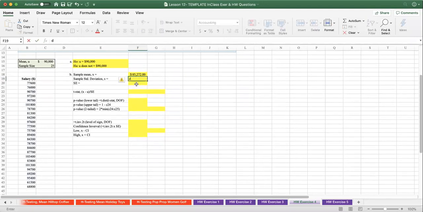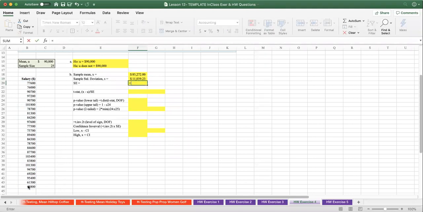Try that again. Well, goodness me. Okay. Highlight that area again. There we go.